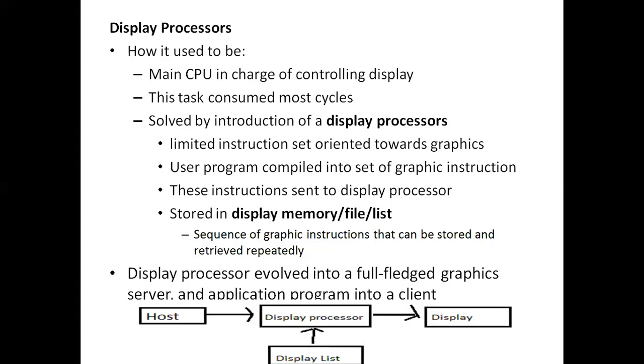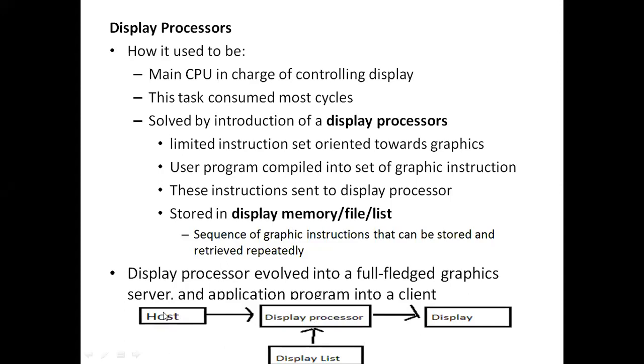In the display list, we compile a set of instructions that I need frequently to render an image, and I keep that in the display processor. Display list means a set of compiled instructions required for rendering the image, kept in the display processor. So what is the use of that now?